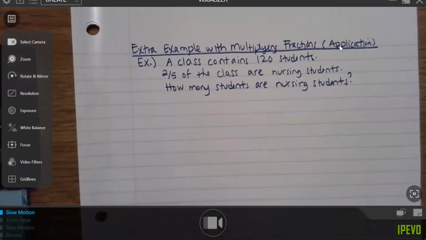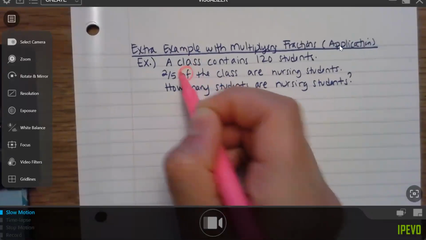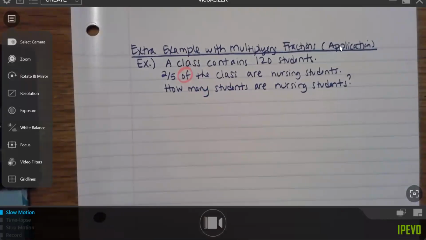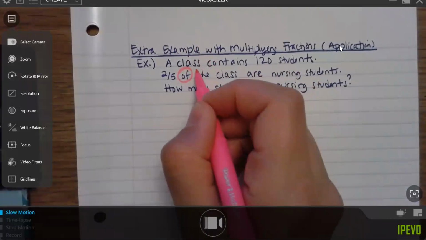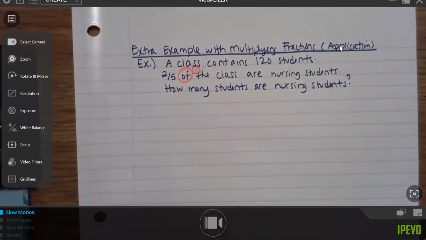And this is a really common application that we see with fractions. And we have this word of here. And I want to remind you that we've seen the word of before. And of typically means multiplication. And we use it particularly with parts of a whole, with fractions, with decimals, and with percents as well. So when you see that word of, it does typically mean multiplication.